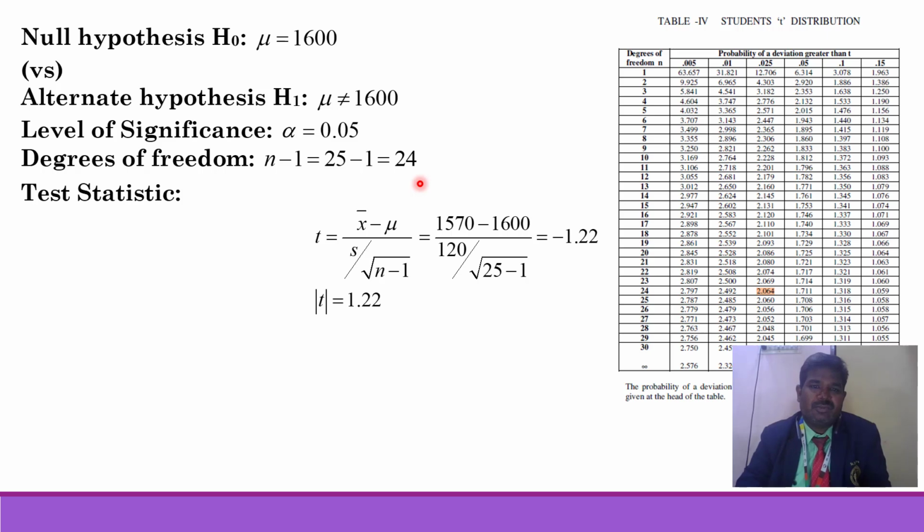Now we use the same formula, t is equal to x bar minus mu divided by s by root of n minus 1. So x bar 1570 minus 1600, divided by 120 divided by root of n, which is 25, so 25 minus 1. After simplifying this we get minus 1.22. So t, taking the absolute value, is plus 1.22.